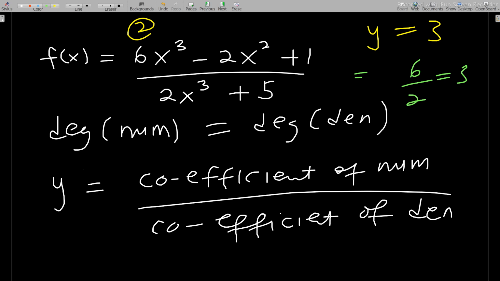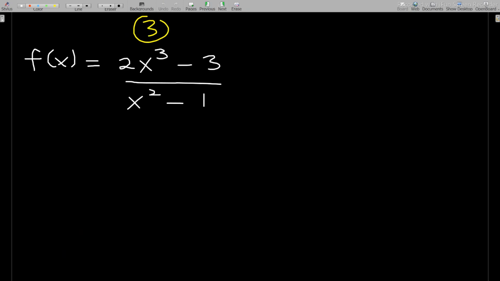When the degree of the numerator is less than the degree of the denominator, the horizontal asymptote is y equals 0. I hope you understand this. So that's the shortcut for it. Now let me write my answer. So with this, you know that our HA, the horizontal asymptote, is y equals 3. That is it. Now let's move ahead to the slants or oblique.